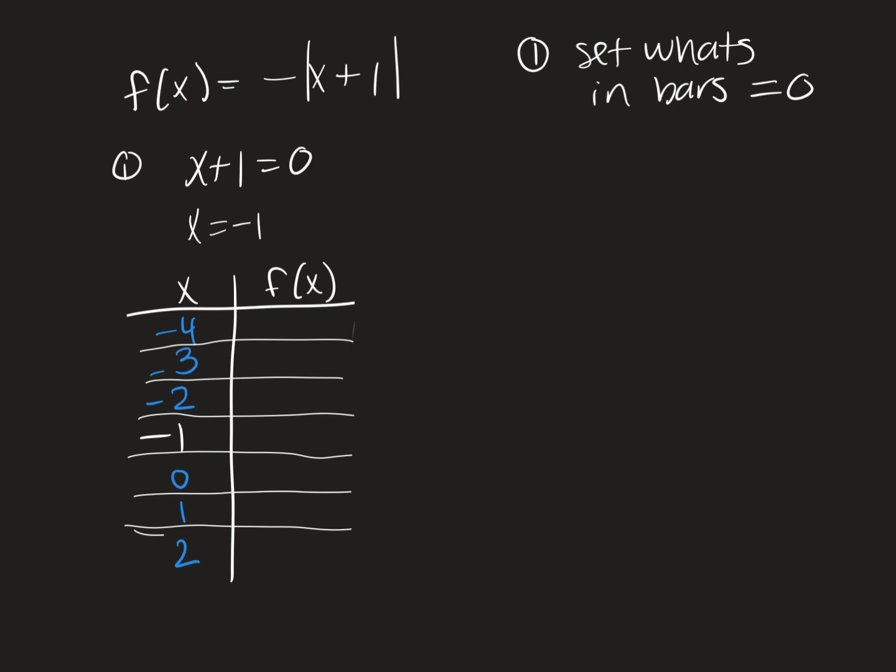All right, so I'm plugging in negative 4. So it's negative absolute value of negative 4 plus 1. So negative 4 plus 1 is negative 3. What's the absolute value of negative 3? 3. But we still have this negative in front, right? So our answer is negative 3.